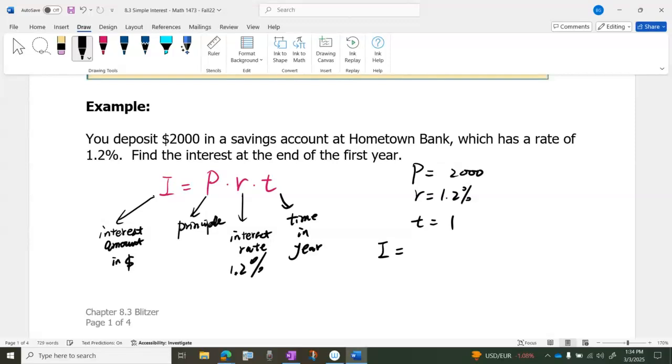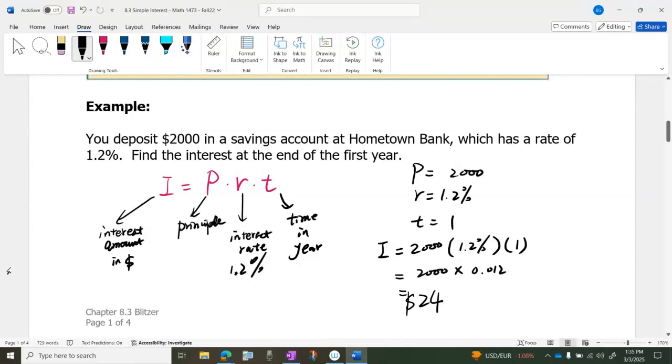Let's see the calculation. 2,000 times 1.2% times 1. And 2,000 times 1.2% is 0.012. We're going to have 12 times 2, 24. $24.